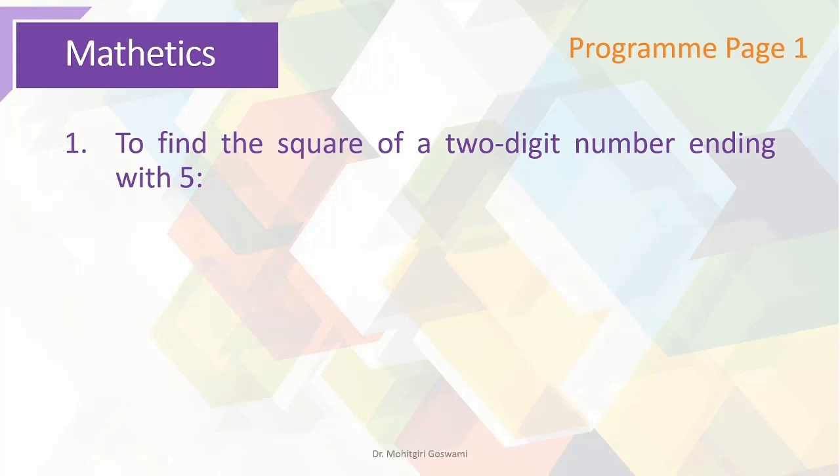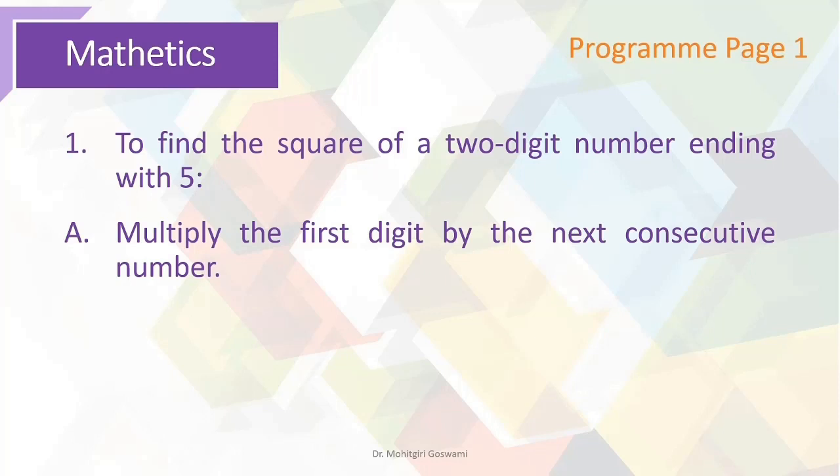We will go here with the inductive approach. We will go with the examples first and then with the theory. We are having frames for a mathematics program to understand the square of 2-digit numbers ending with 5. Our first frame is to find the square of a 2-digit number ending with 5.